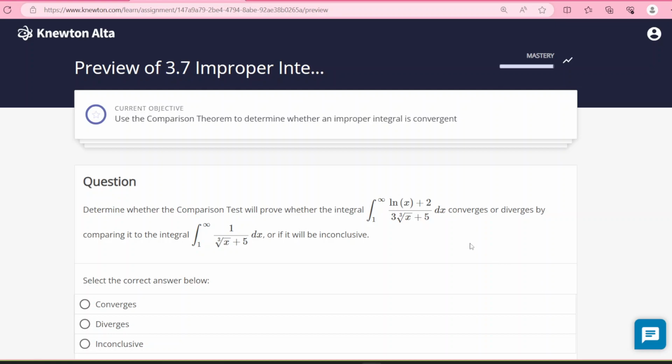Once again, this is incredibly similar to something we saw before. But this time, we have this natural log of x, so we're going from 1 to infinity. The natural log of x plus 2, this is going to be greater than 1. Oh, you've got this 3 down here.